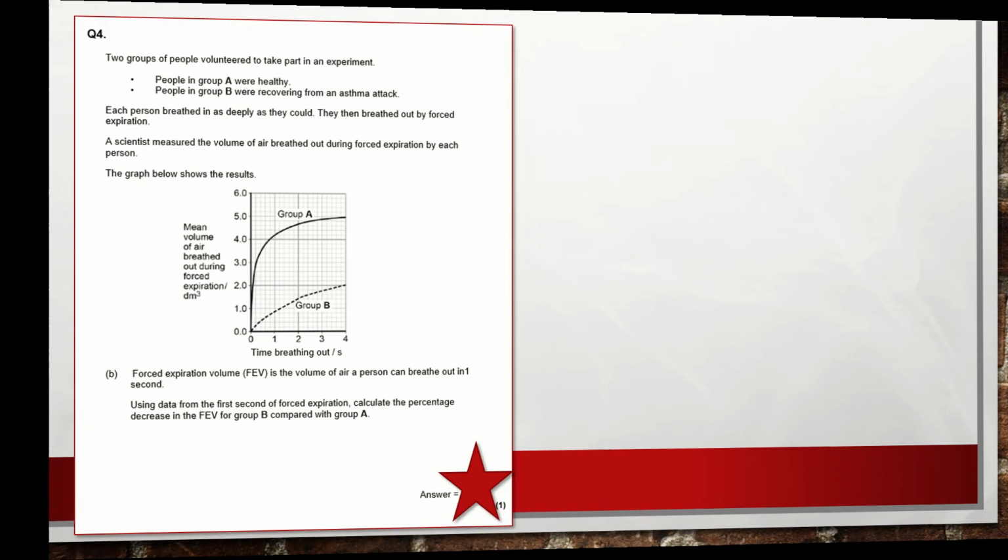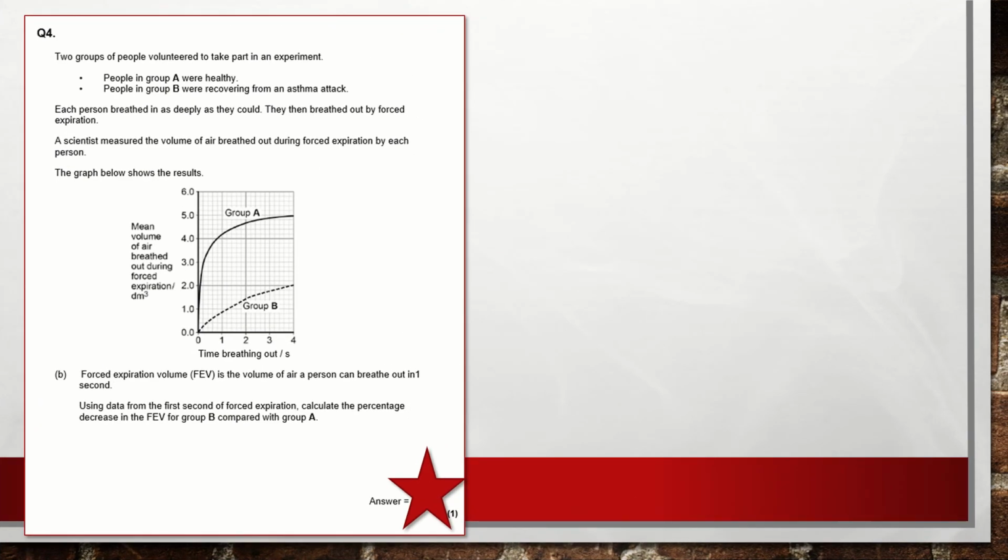So if we look at our last question, so we're looking at two groups of people. So group A are healthy, group B were recovering from an asthma attack. So using the data from the first second, so already we've been given information, we're only looking at the first second here. So using the data from the first second of forced expiration, calculate the percentage decrease in the forced expiration volume for group B compared to group A. So this is the mean volume of air breathed out during forced expiration. We're only looking at our first second here.